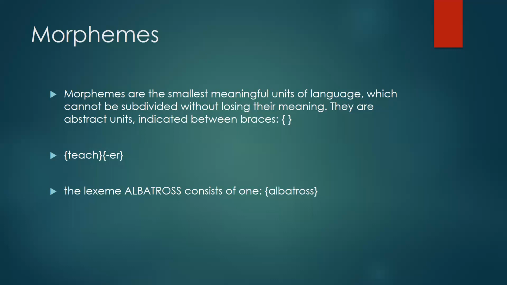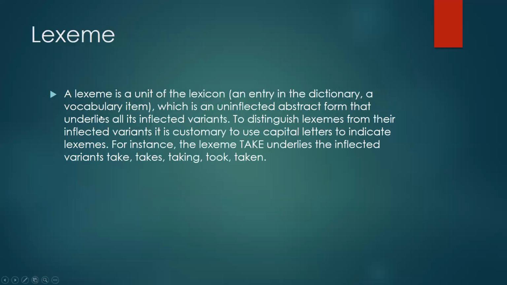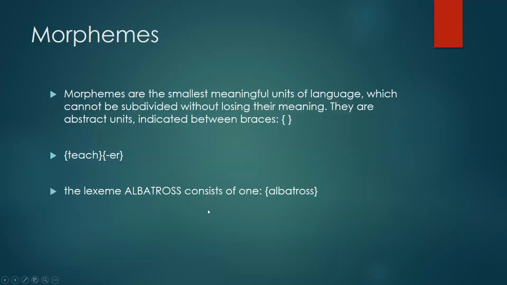Remember, a lexeme is the unit of a lexicon, an abstract unit that underlies all its inflected variants. To distinguish a lexeme from the inflected variants, it is customary to use capital letters to indicate lexemes. Okay, does this make sense for you? We have the capital letters, so that means that we are just having the lexeme and it's going to be just one word. You cannot subdivide it because it doesn't make sense at all.